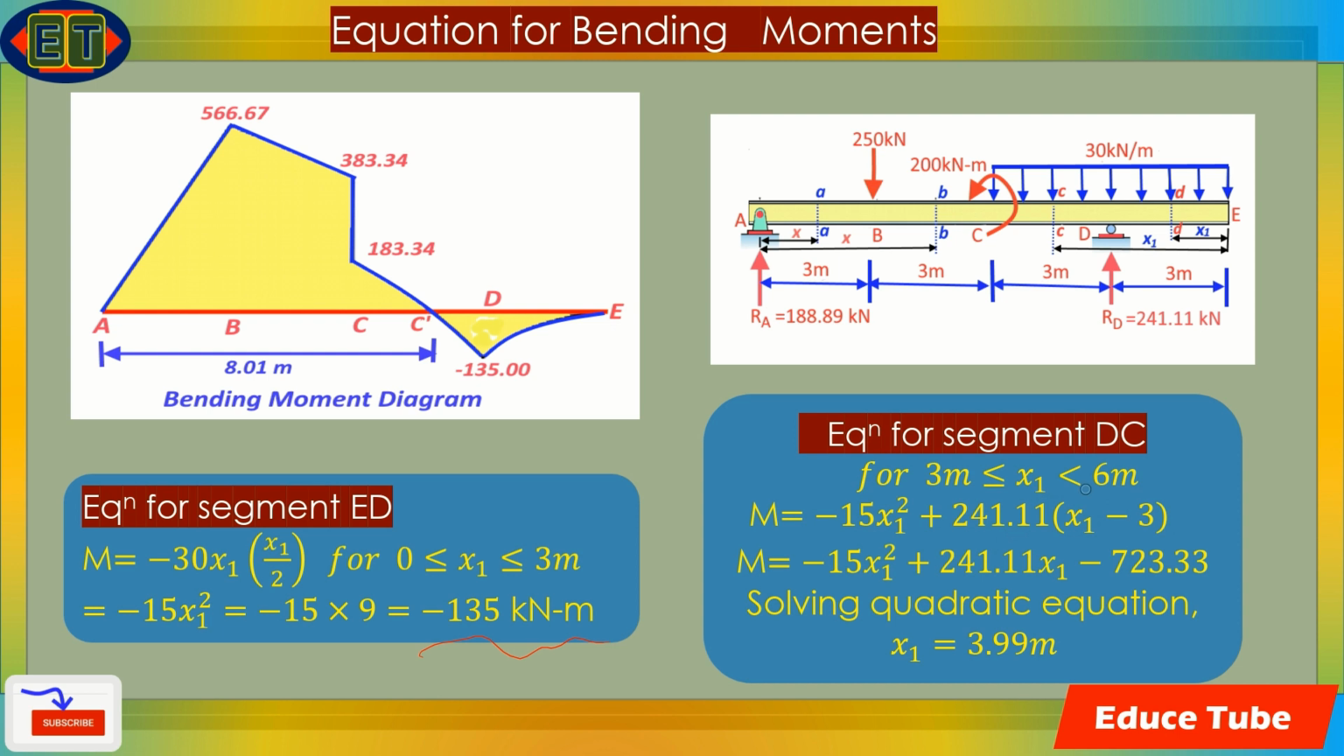Same way, x1 less than 6 meter, greater than 3 meter. In this condition already we have this, and there will be addition of 241.11, this support, into x1 minus 3. This will be plus because this is anti-clockwise. So we get M equal to this equation, but we don't know the value of x1, and this is a quadratic equation, so we have to solve this quadratic equation. Basically we will get x1 equal to 3.99. How we will get it, we will see in next slides.